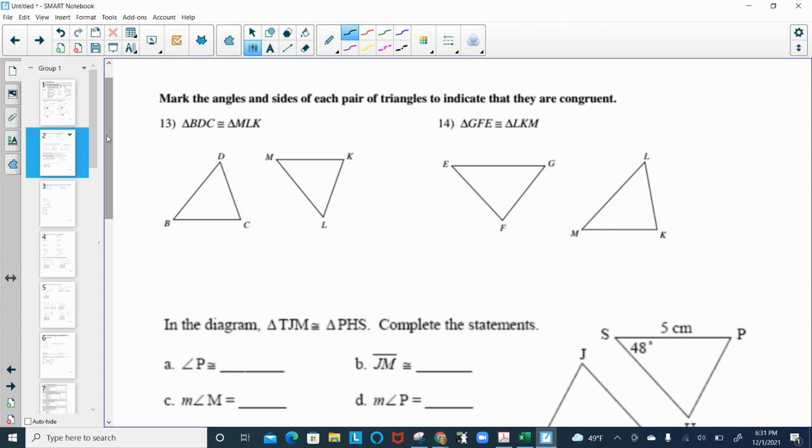I like doing the angles first because they're easy to find. Angle B's partner is angle M. So I'm going to give them each one arc. Angle D's partner is angle L. So I have to give them 2 because I've already used up the 1 arc symbol. Angle C is angle K's partner.